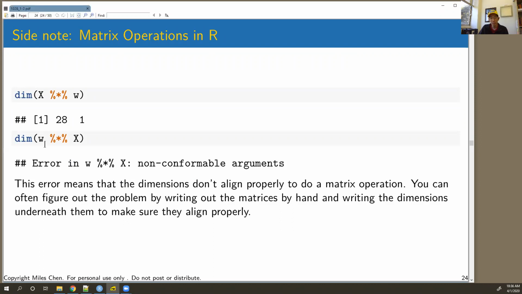So in this case, W is 2 by 1 and X is 28 by 2. You're trying to do 2 by 1 times 28 by 2, that's not going to work. It's got to be 28 by 2 times 2 by 1. Those inner dimensions have to match.